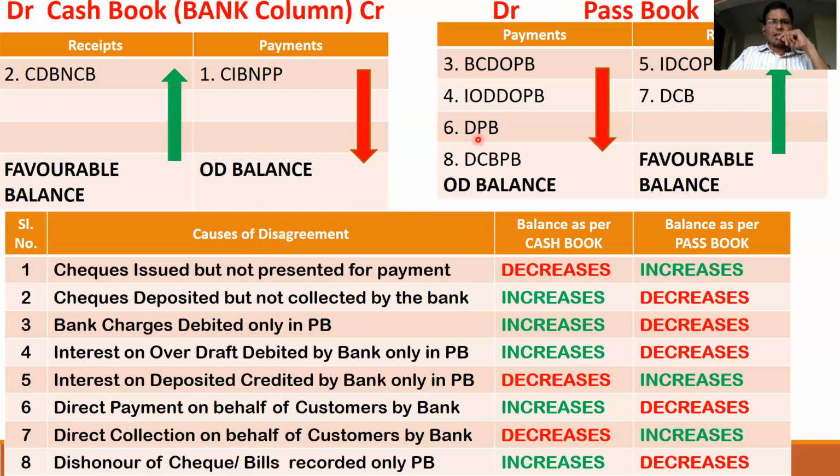Next, direct payment by the bank. The bank paid on behalf of the customer. Whatever payment is made by the bank, the passbook balance decreases. The same is not entered in the cash book, so the cash book balance increases. So for direct payment by the bank on behalf of the customer, passbook balance decreases, cash book balance increases.